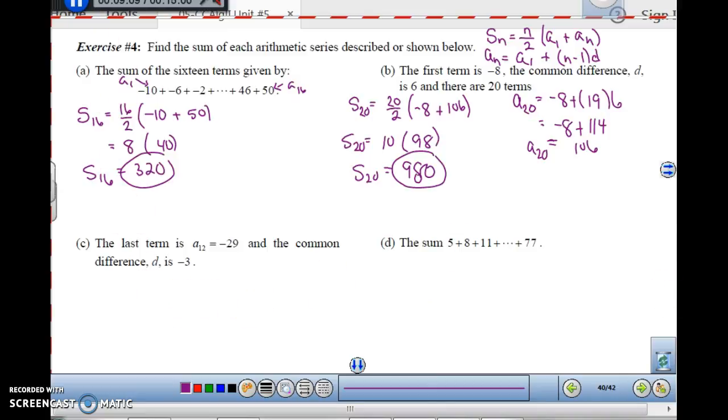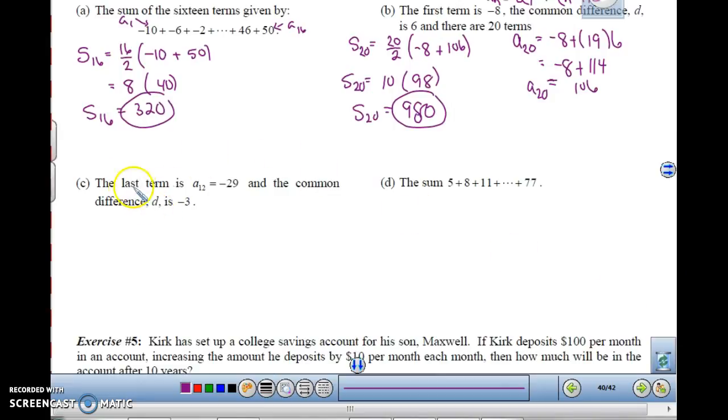Now, let's try another one. The last term is a12 equals -29, and the common difference d is -3. Okay, so how many terms are in this sequence? There's going to be 12 because this is the last term. a of n is going to be 12, so we're looking for S of 12. All right, do we know the first term? No. We know it's going to be 12 divided by 2, but we don't know the first term yet, but we do know the last term is going to be -29. So we have to figure out our first term of our sequence.